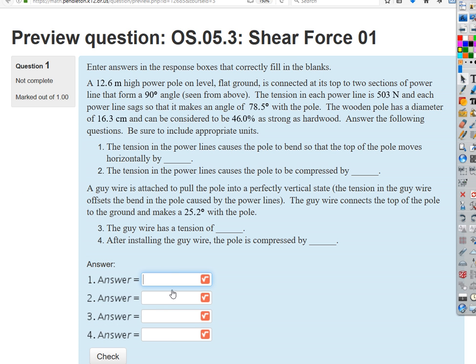Square root of 2 T sine beta would be the horizontal tension for those answers. Yeah. Meters, right? Meters. Okay, so there's part 1. Okay, what about the compression in the pole?